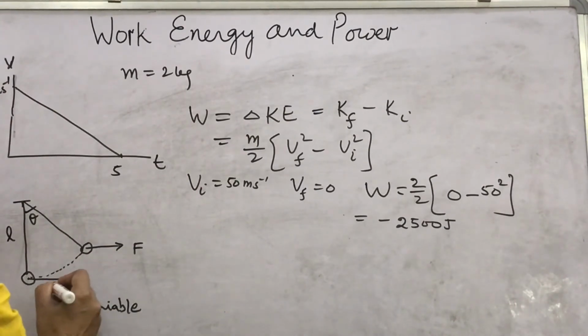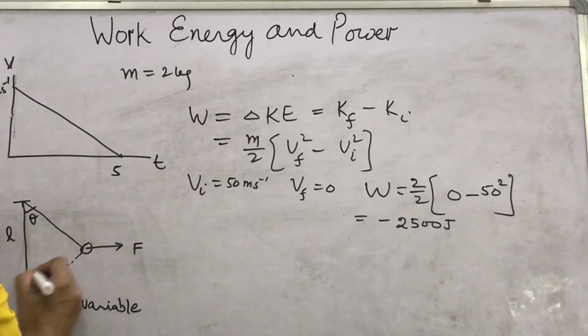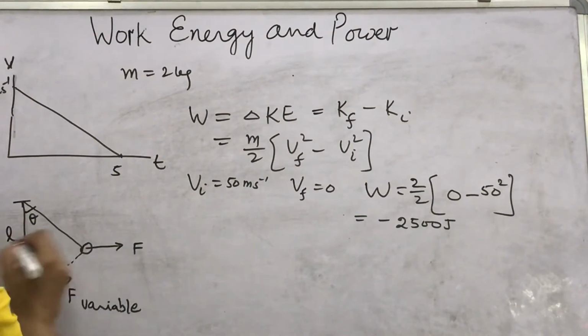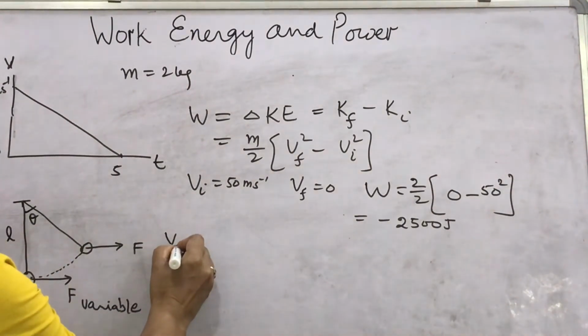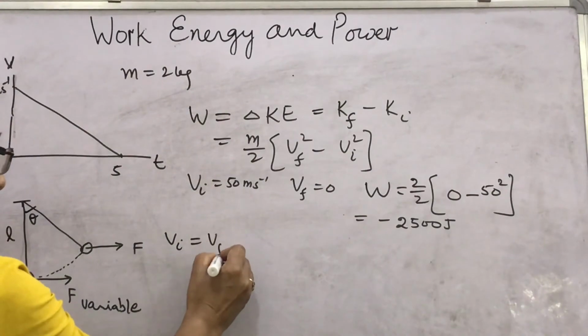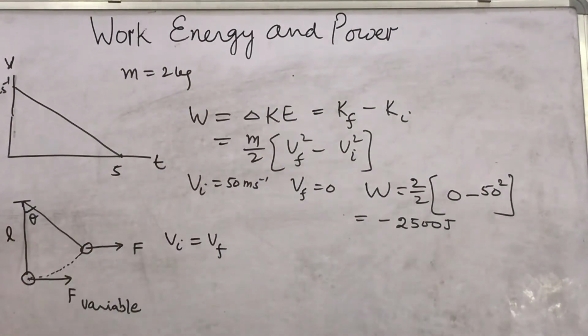What does it mean? That its velocity doesn't change from here to here. Then V initial is equal to V final. This you have to think reading the question. Find the work done by this force. This is the question.